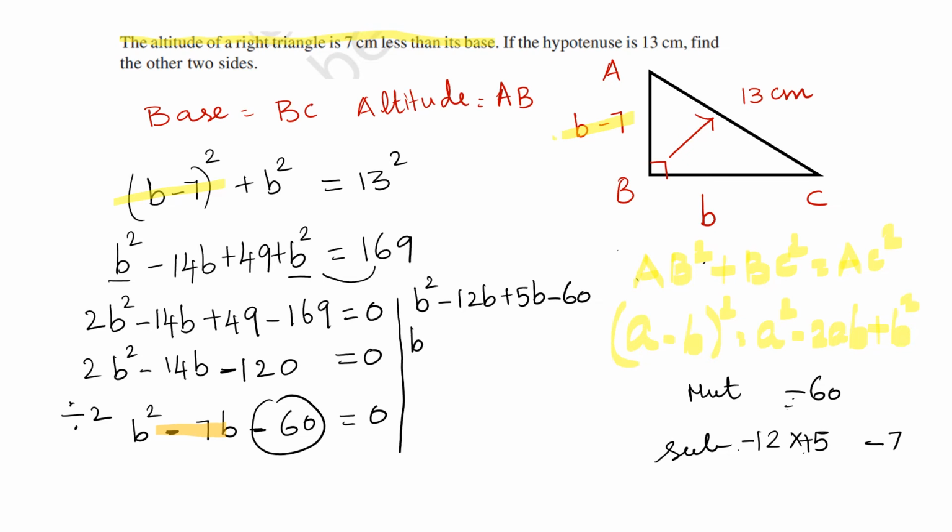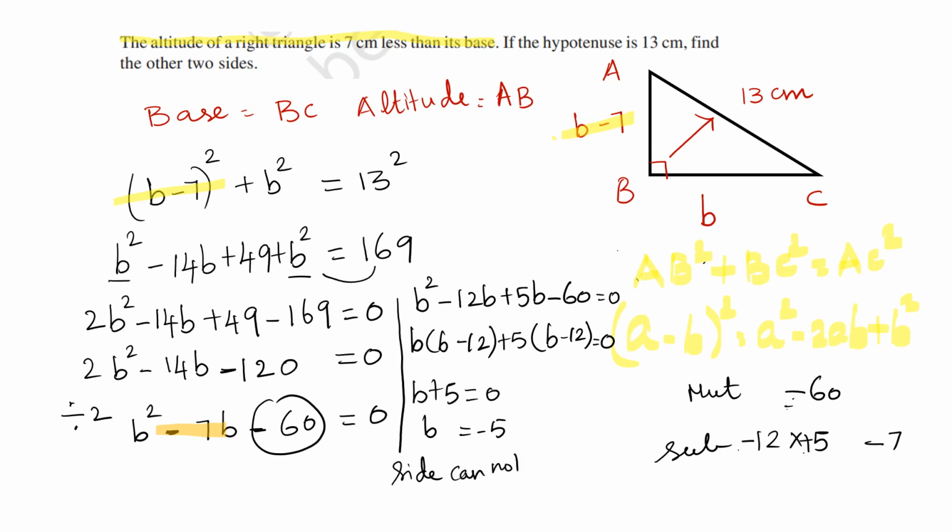So take b out, you will get (b − 12). Here take 5 out, again you will get (b − 12). So equal to 0, right? So b + 5 = 0, that means b = −5. A side cannot be negative, right? The length of a side will not be negative. So we are writing side cannot be negative, so this value is not possible. So b − 12 = 0, that means b = 12. So we found b = 12.